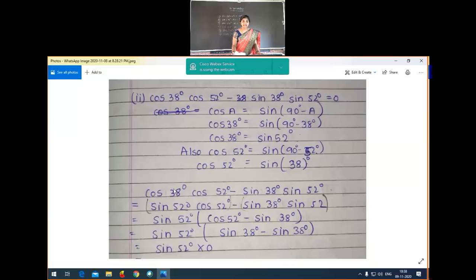Actually, cos 38 value we substituted as sin 52, but cos 52 as it is we are taking. Okay, cos 52 as it is we are taking. Then minus this one is same. So in this expression sin 52 is outside.